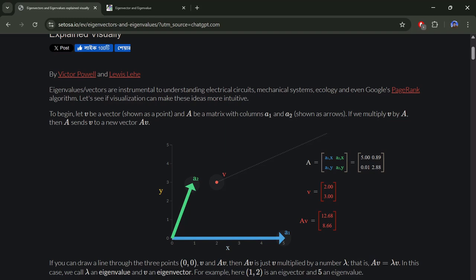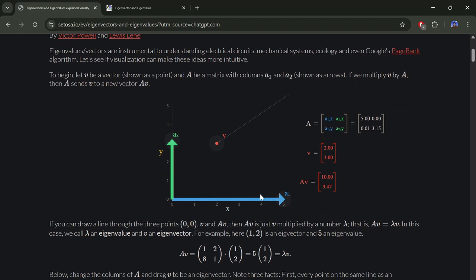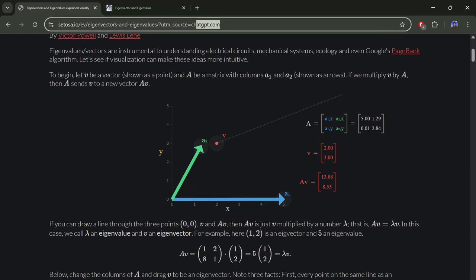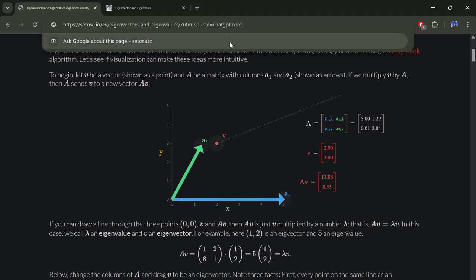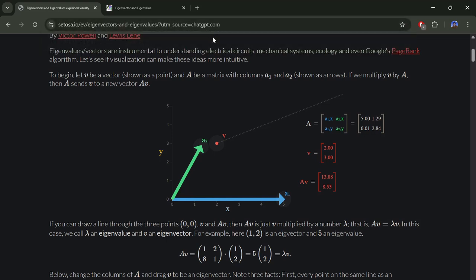If you understand this, you're not just doing algebra, you're actually seeing the geometry of the matrix. This is a really cool 3D representation. You can play with it if you want. I found it from ChatGPT, which suggested a very cool website to me. I really love that. If you want, I can add the link of this website to the description.